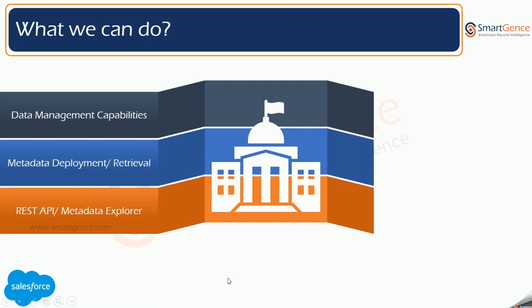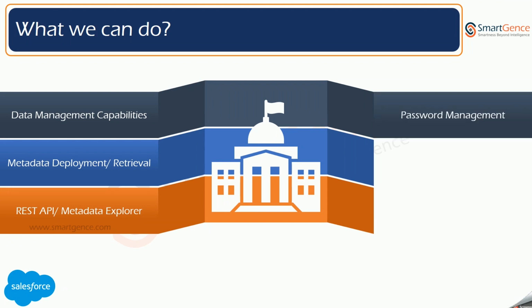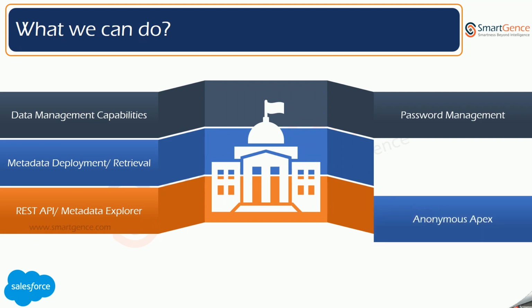Then REST API or Metadata Explorer. So with this REST API or Metadata Explorer, we can run the REST API queries or code, and we can obtain the response which we will be getting from the third-party application. So that is where this REST API or Metadata Explorer would play a role. And password management as well. So basically we'd be able to update the password for the user using their IDs.